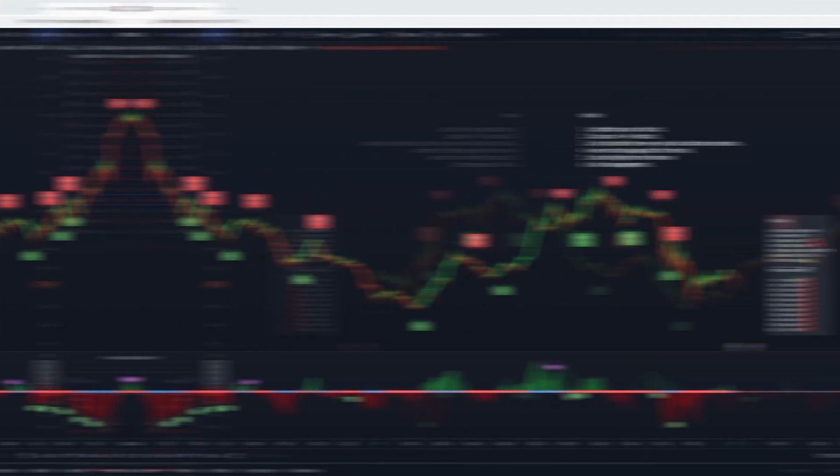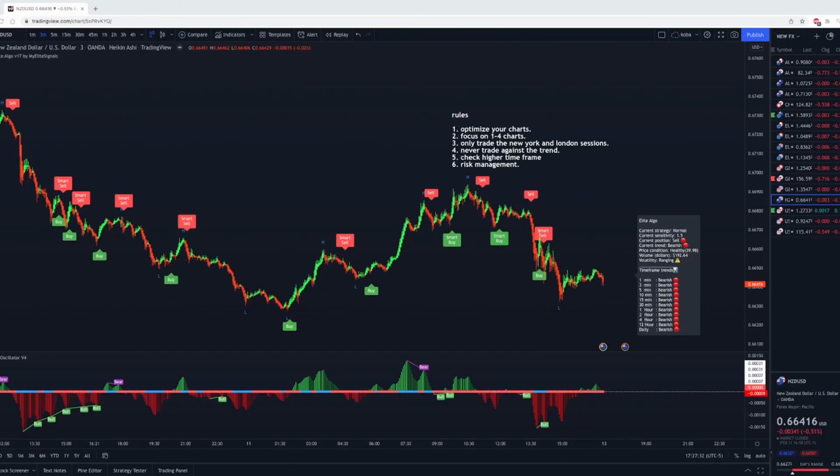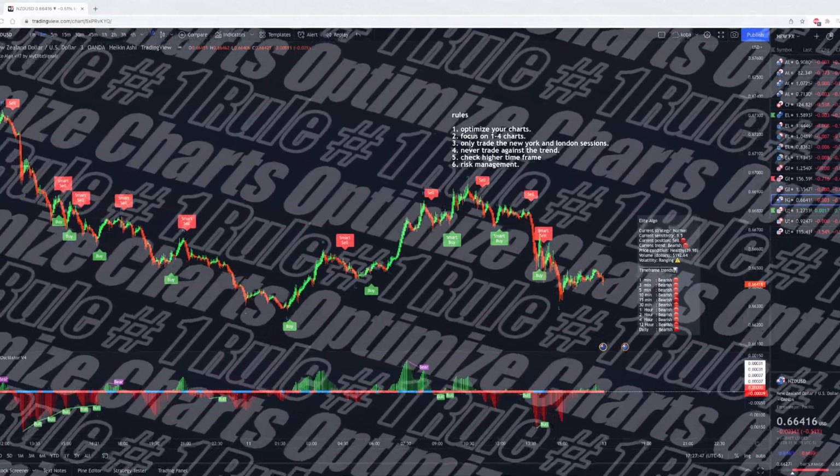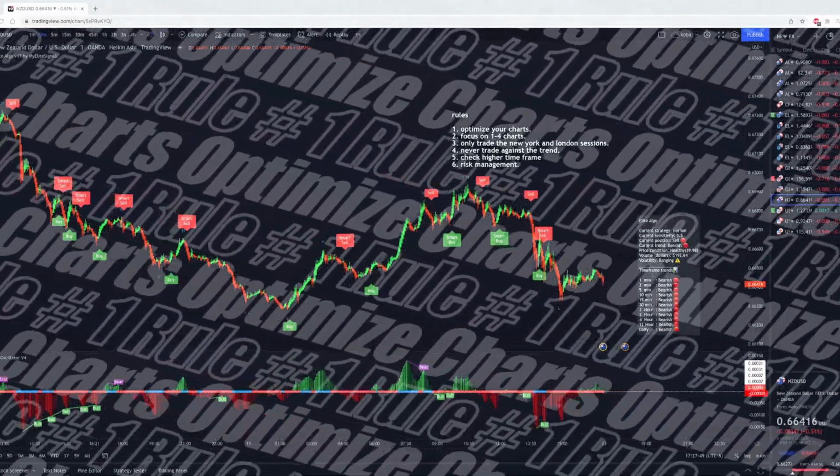Let's get started. All right, ladies and gentlemen, in the strategy I'm going to show you today, I guarantee if you follow the rules and implement the strategy properly, you will be a successful trader with EliteAlgo. Now, the first rule I want to talk about when it comes to scalping with EliteAlgo is you want to make sure that you optimize your charts.